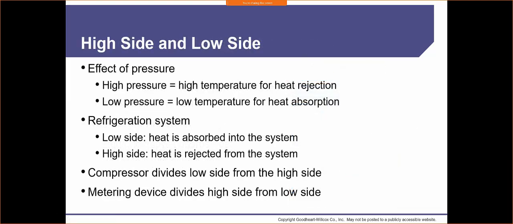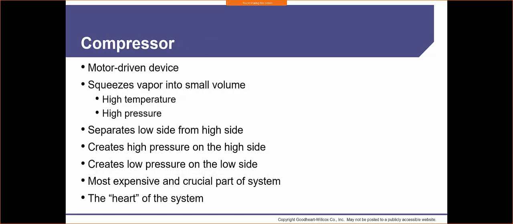So we have a high side and a low side. We just illustrated that in that little image there. The high pressure is a high temperature for heat rejection. Low pressure equals a low temperature for heat absorption. Okay. Low side, heat is absorbed into the system. High side, heat is rejected from the system. The compressor divides the low side from the high side, and the metering device divides the high side from the low side. All right, just all the things that we really covered in that little illustration there.